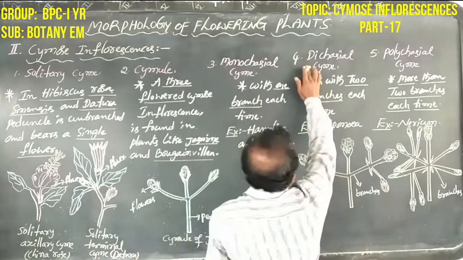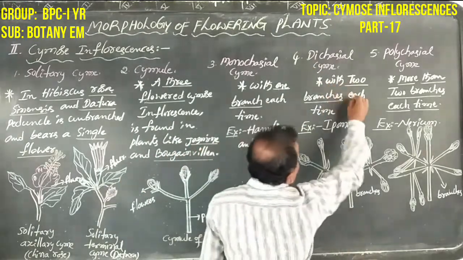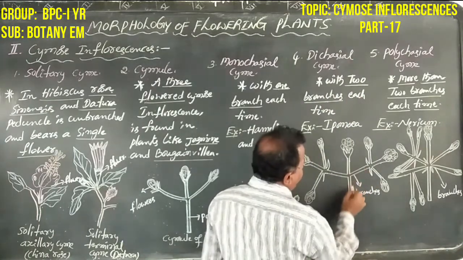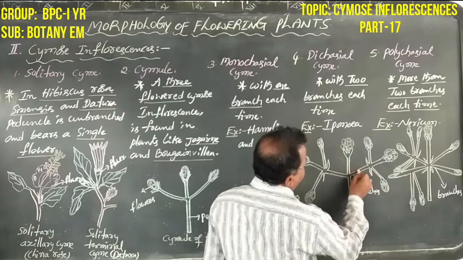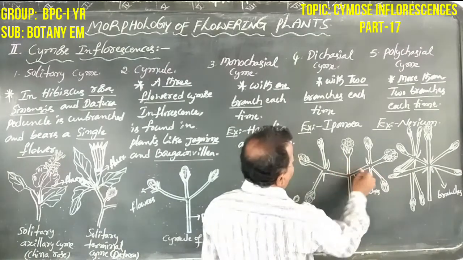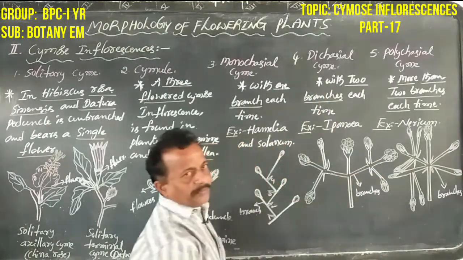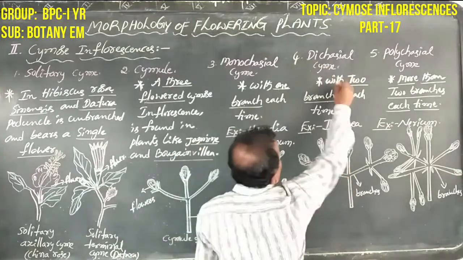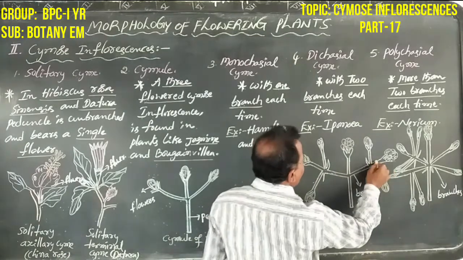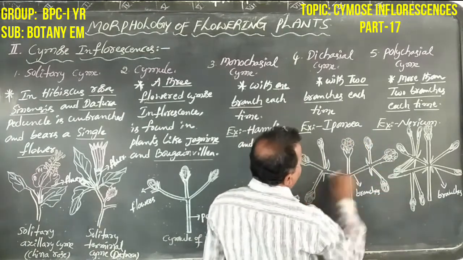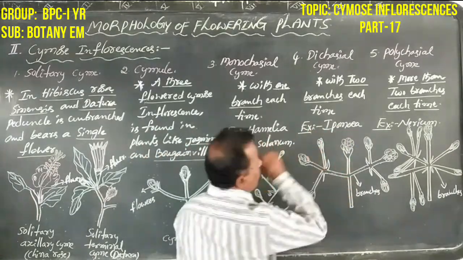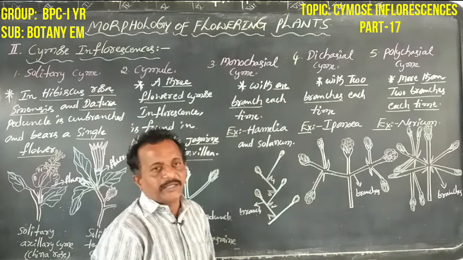Next, coming to the fourth one, dichasial cyme. So with two branches each time. This is a peduncle. This peduncle always produces two branches each time, and again two branches. So each time two branches are produced. That is called dichasial cyme. Dichasial cyme, with two branches each time and also a terminating flower at the end, is seen in Ipomoea batatas, that is sweet potato.